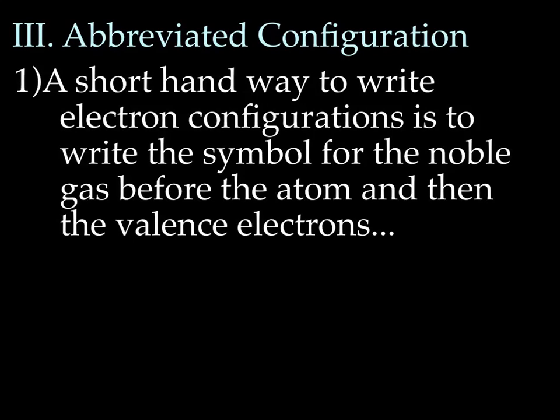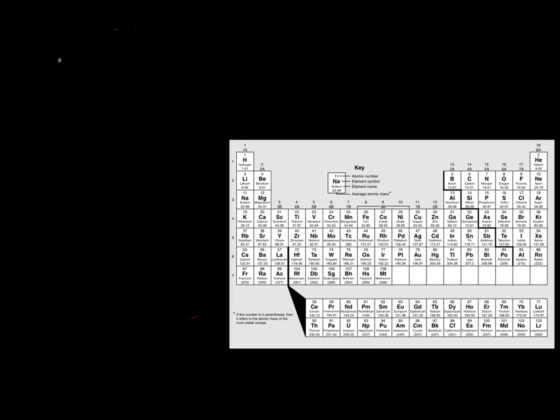Abbreviated configuration. So abbreviated configuration is kind of nice. It's a shorthand way to write electron configurations. What you do is you write the symbol for the noble gas just before the atom, and then you just write the valence electrons. So you don't have to write every time 1s2, 2s2, 2p6, 3s2, 3p6, 4s2, 4p6, and so forth. Okay, so let's try one.